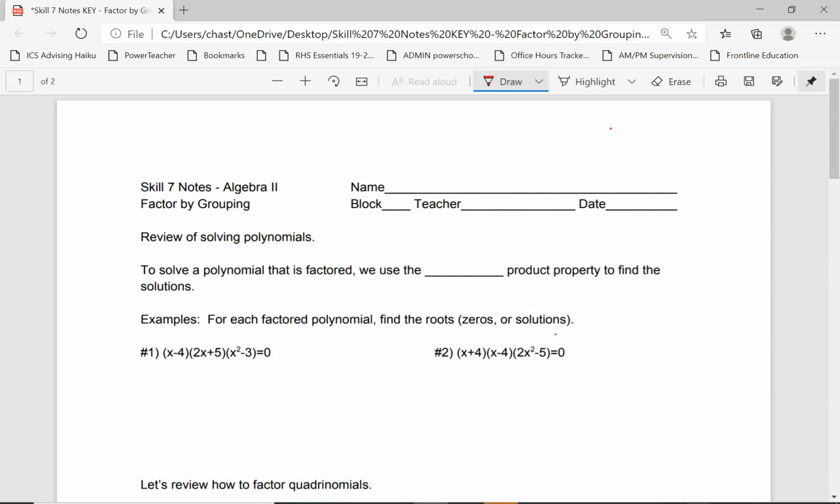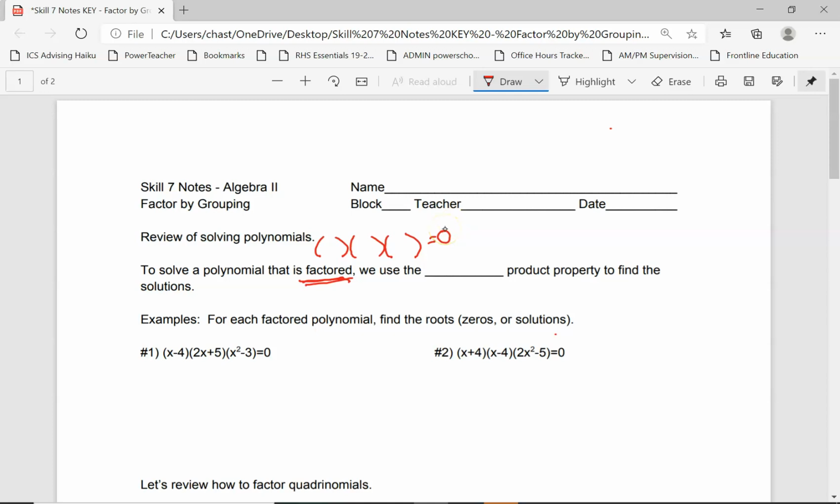So the first thing I want to do is review how to solve polynomials, since we haven't done any of that this year. To solve a polynomial, first of all, we want it to be in factored form. So the first deal is we're going to factor our polynomial. But once a polynomial is factored, and you can always tell it's factored because of two things. You'll see sets of parentheses, and you'll see it equaling 0.